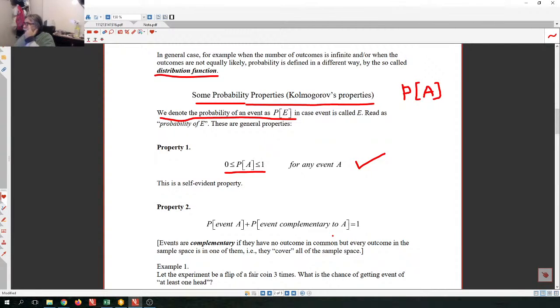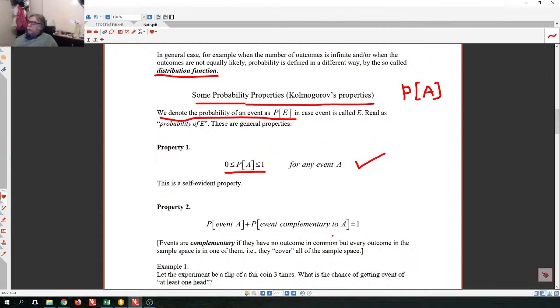Right? When I'm saying, well, I'm going to have at least one head, then I'm talking about getting heads on any of the tosses, right? Complementary to that would be the opposite. That would be we don't have any head. So that's all tails, right? That's a complementary event. It's simply the opposite of whatever the event is.